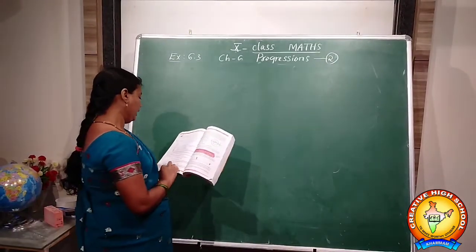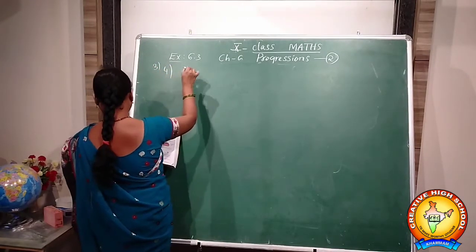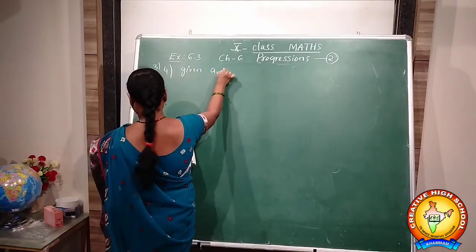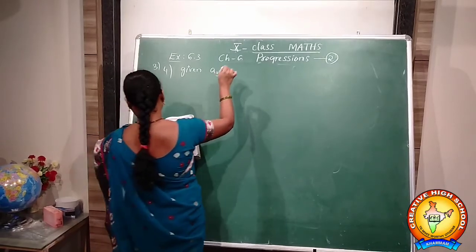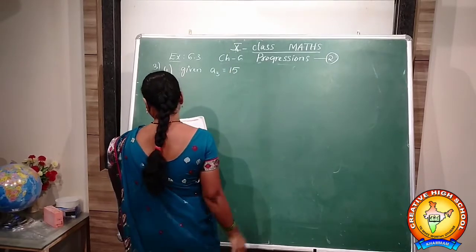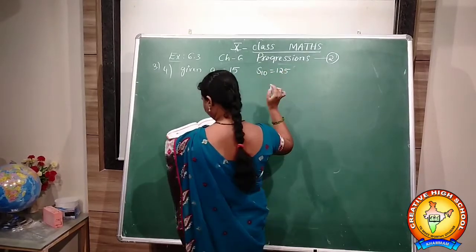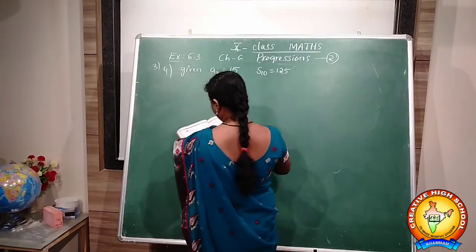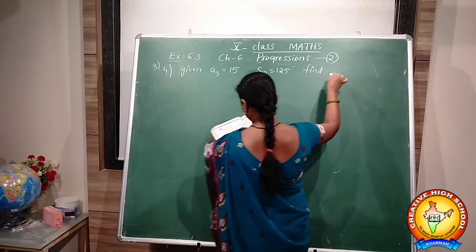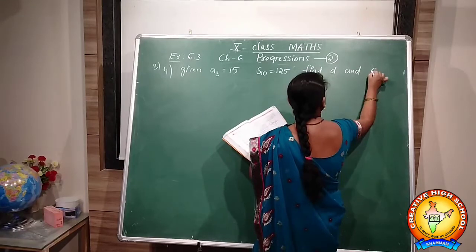See here, let us do another one. Given that A3 is equal to 15, S10 is equal to 125, find d and A10.